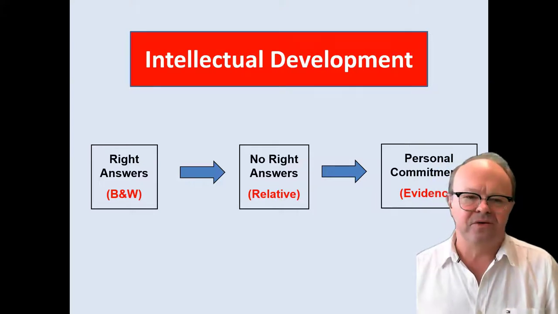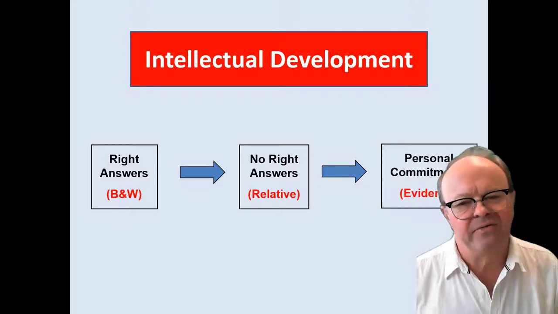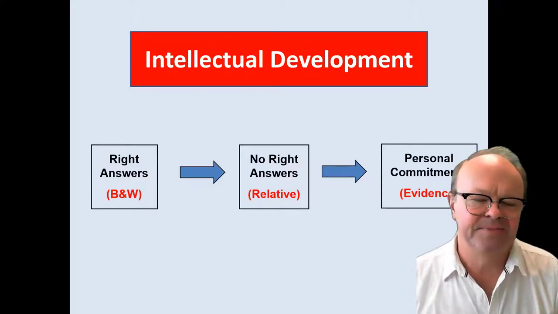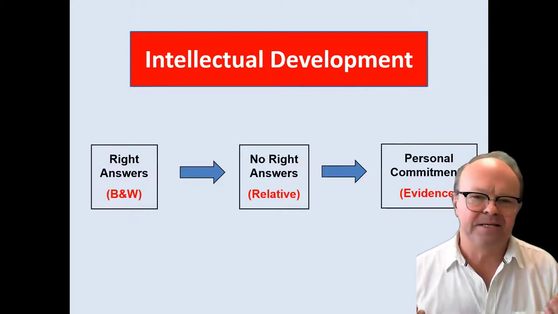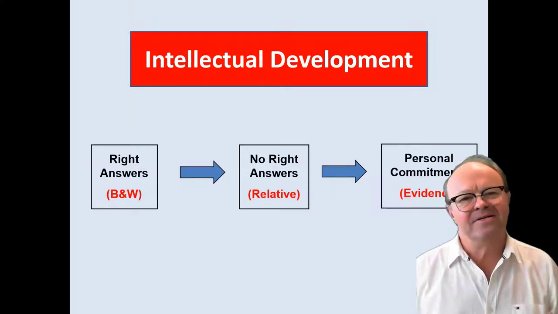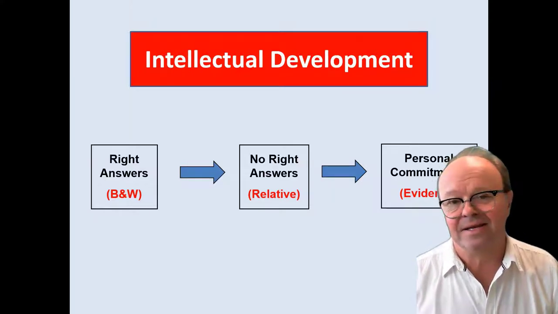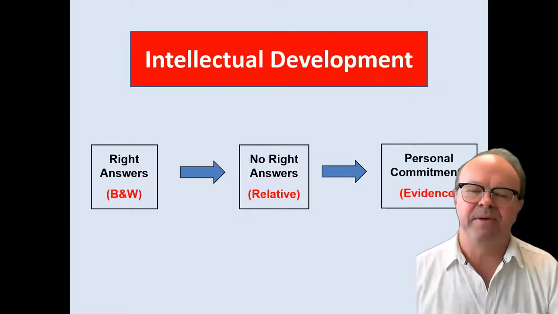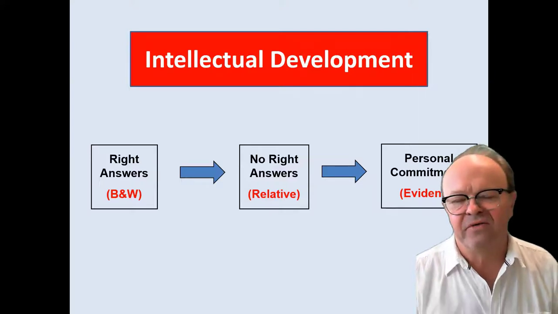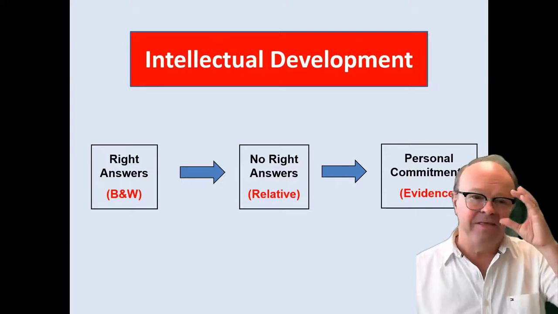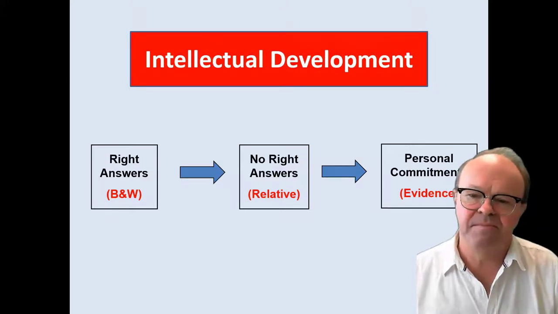Where you need to get to in university is an intellectual development, a way of thinking of having personal commitments based on evidence: I think this is true for these reasons. People who are successful in professional activities have views about key issues in their discipline, and they think they're true for these reasons. They're very happy to talk to other people who might have different views, discuss the reasons, and think about it more. Personal commitments based on evidence.